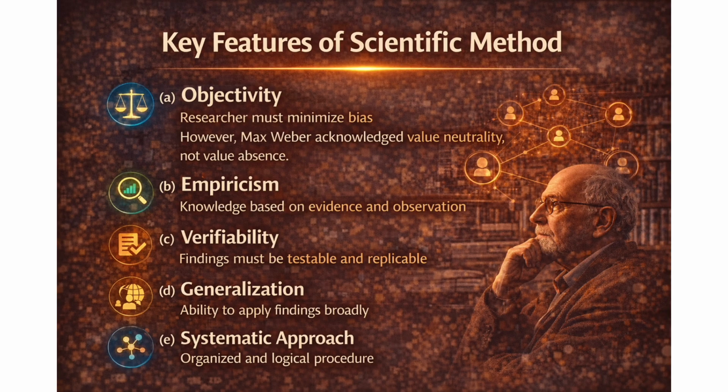Key features of scientific method. Objectivity. Researcher must minimize bias. However, Max Weber acknowledged value neutrality, not value absence. Empiricism. Knowledge based on evidence and observation. Verifiability. Findings must be testable and replicable. Generalization. Ability to apply findings broadly. Systematic approach. Organized and logical procedure.